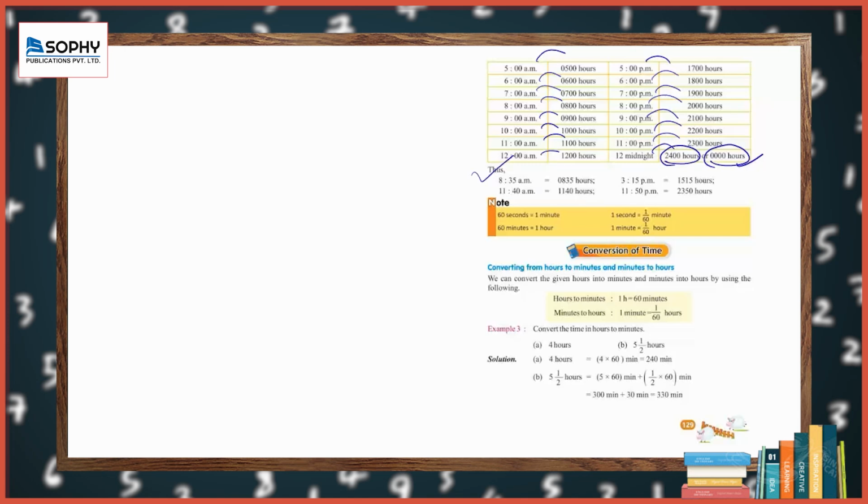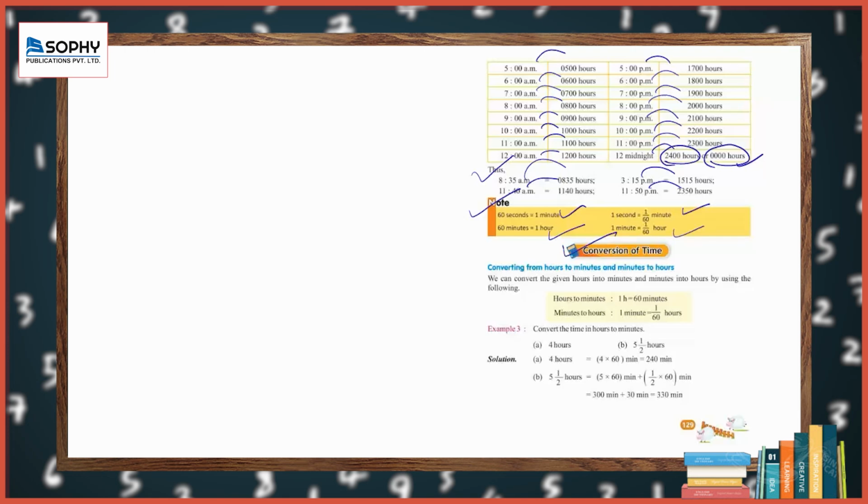Thus 8:35 AM can be written as 0835 hours, 3:15 PM can be written as 15:15 hours, 11:40 AM can be written as 11:40 hours, 11:50 PM can be written as 23:50 hours. Always note, students, 60 seconds is equal to 1 minute, 1 second is equal to 1 by 60 minutes, 60 minutes is equal to 1 hour, so 1 minute is equal to 1 by 60th of an hour.